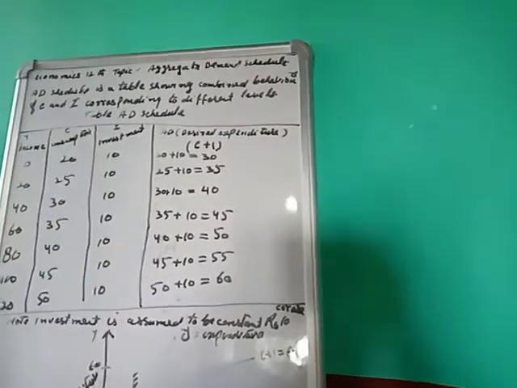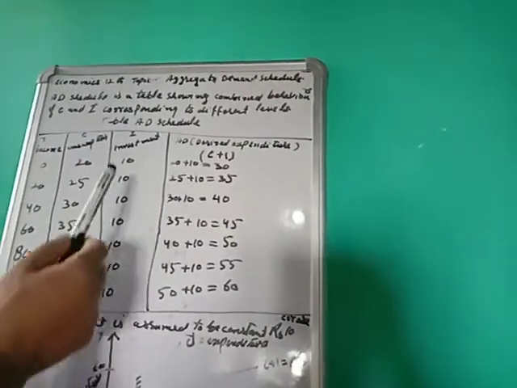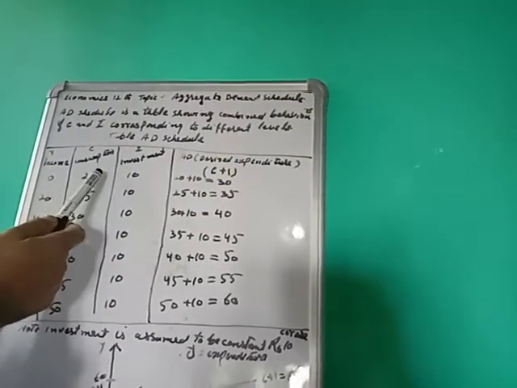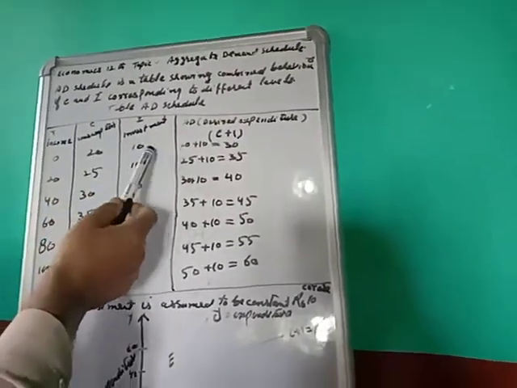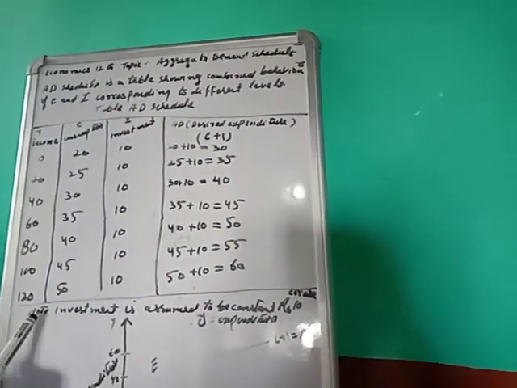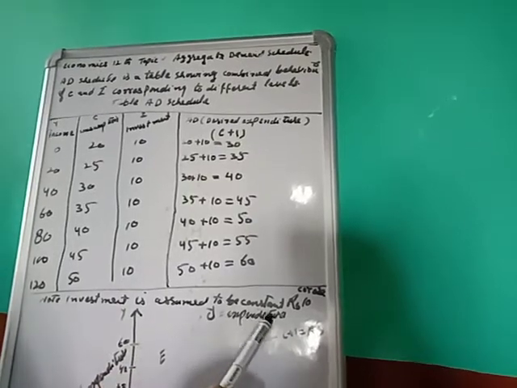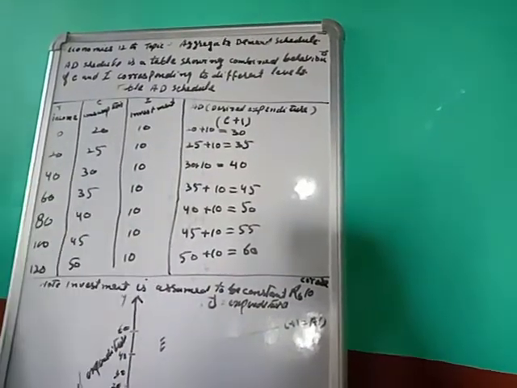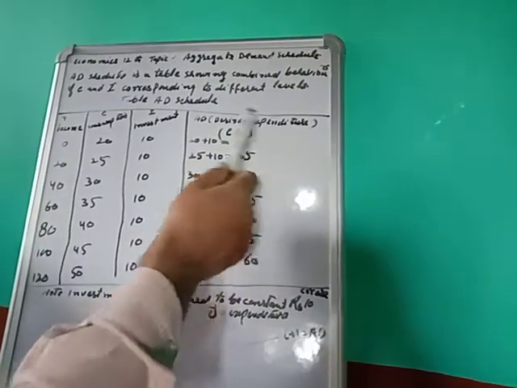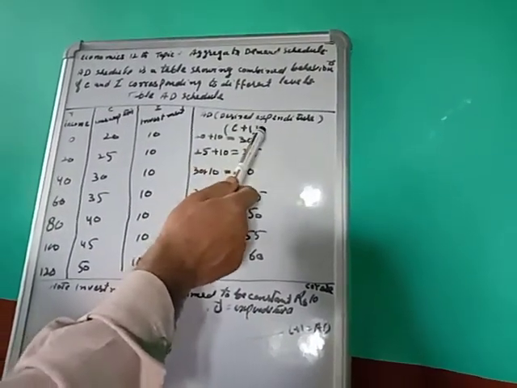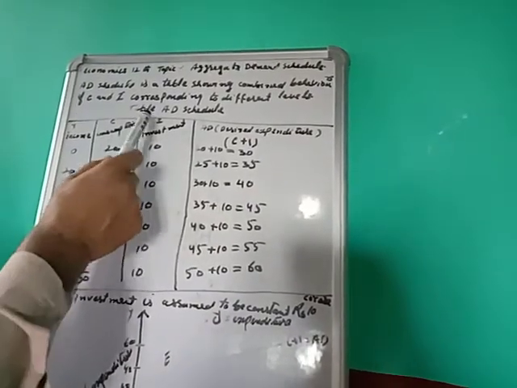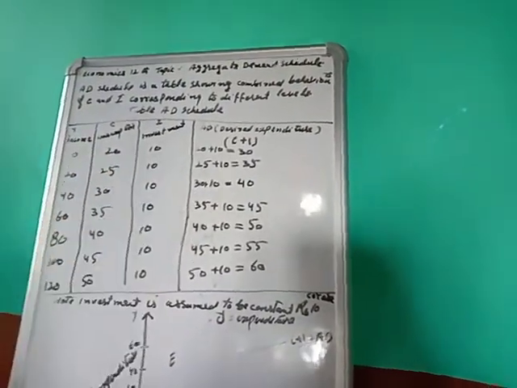This is column number 3. It shows investment. When income was 0, consumption was 20 and investment was 10. We have assumed investment to be constant, that is 10. Now what is aggregate demand? It is desired expenditure, that is C plus I. This column is C and this column is I.